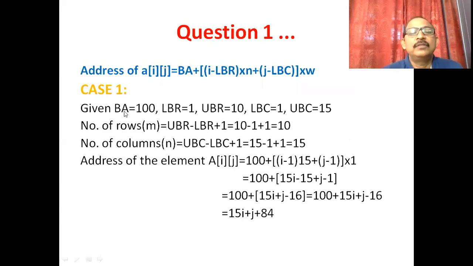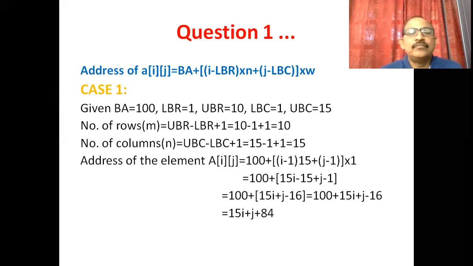The first case: base address is 100, lower bound of row is 1, upper bound of row is 10, lower bound of column is 1, upper bound of column is 15. Now number of rows, you can use this formula, upper bound of row minus lower bound of row plus 1. 10 minus 1 plus 1 is equal to 10. So 10 rows, and columns you can determine as UBC minus LBC plus 1, 15 minus 1 plus 1, that is 15. So number of rows in the first case is 10 and columns is 15.